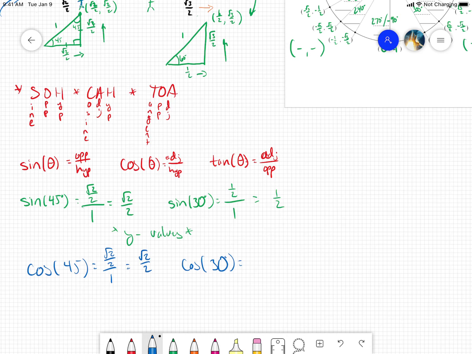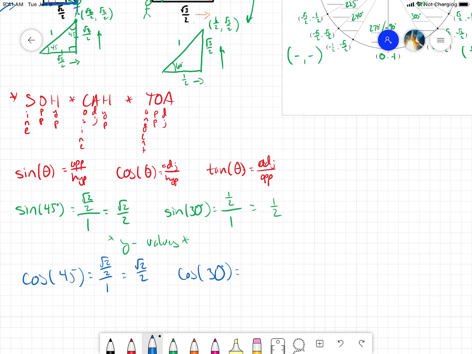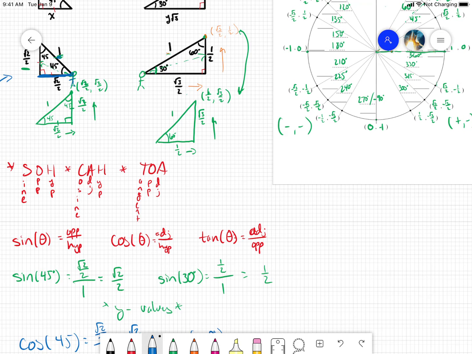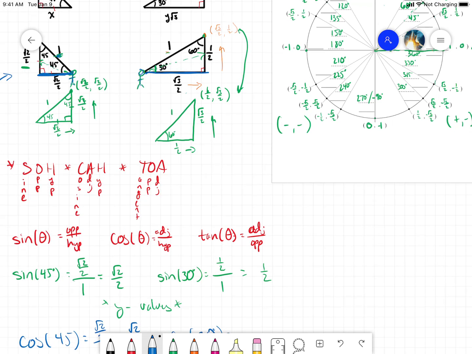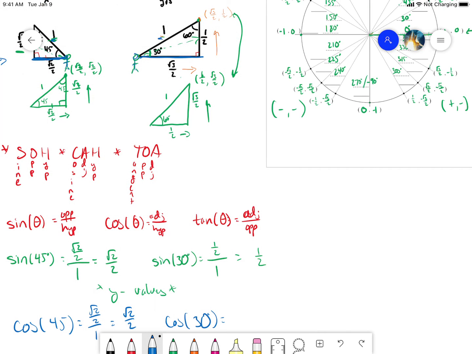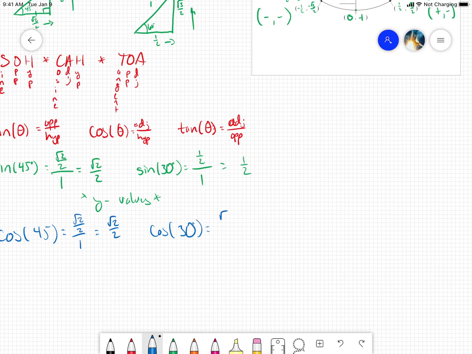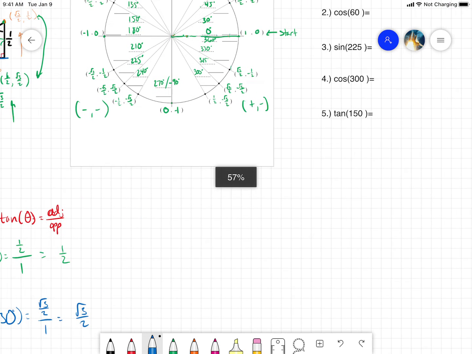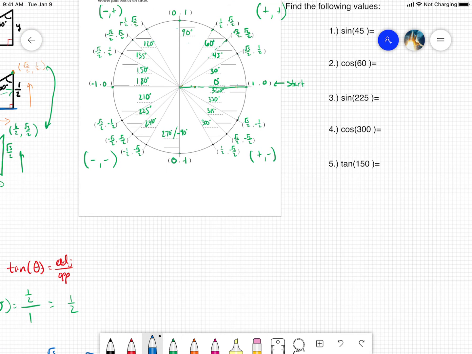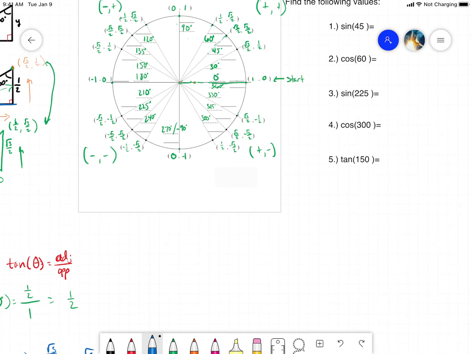But let's look at cosine of 30 degrees now. If I'm standing at 30 degrees, I'm looking into the triangle. My adjacent side is rad 3 over 2. And my hypotenuse is still 1. So this is actually rad 3 over 2. Or, again, looking back at our coordinate at 30 degrees, cosine was the x value.